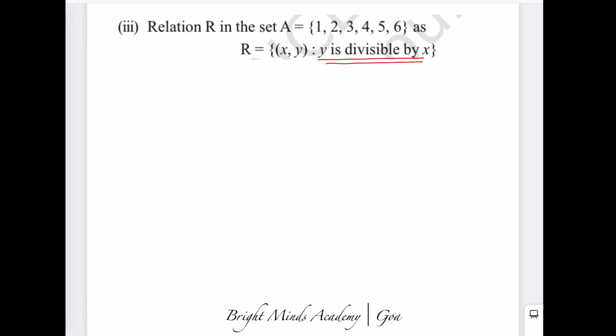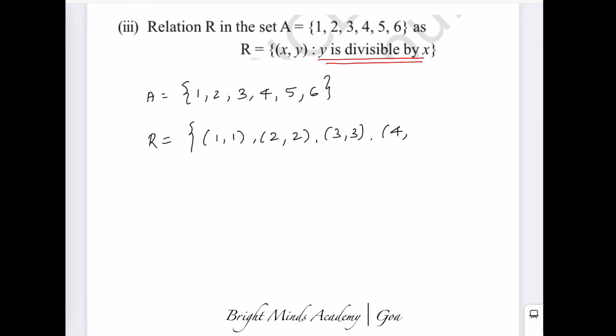Now that you know what y divisible by x means, we'll carry on further and write what the relation R looks like. The set A is basically 1, 2, 3, 4, 5 and 6, and we have relation R. My first question is, will 1 comma 1 belong to the relation? Yes, because 1 is divisible by 1. In such a way you can write 2 comma 2, 3 comma 3, 4 comma 4, 5 comma 5, and 6 comma 6, because all of them are divisible by itself.